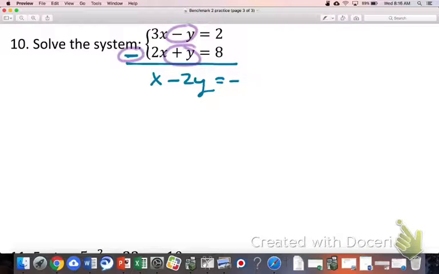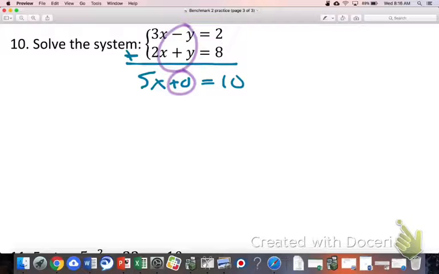So by subtracting here, I haven't really accomplished anything. But if I add, like you saw before, one of the variables gets eliminated. So if I do this, 3x plus 2x is 5x. I don't know what to do with that necessarily. But negative y plus positive y is 0. And 2 plus 8 is 10. Well, my y's, because they were opposite and I added, got eliminated. And that's the point. You want to make sure something gets eliminated.